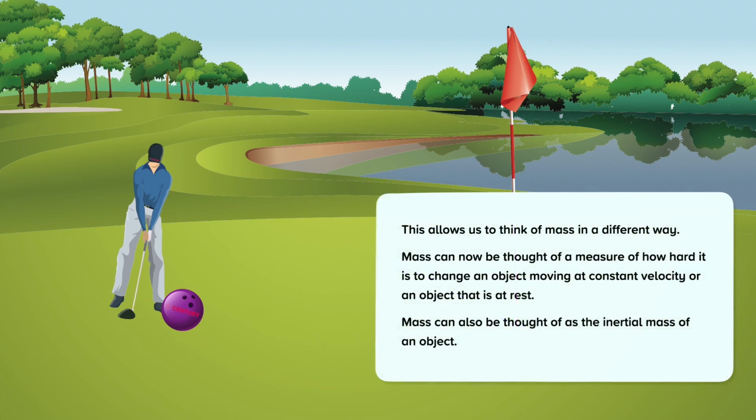This allows us to think of mass in a different way. Mass can now be thought of as a measure of how hard it is to change an object moving at constant velocity or an object that is at rest. Mass can also be thought of as the inertial mass of an object.